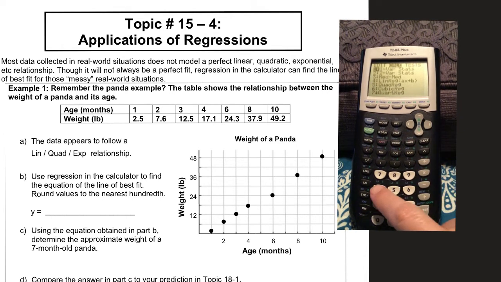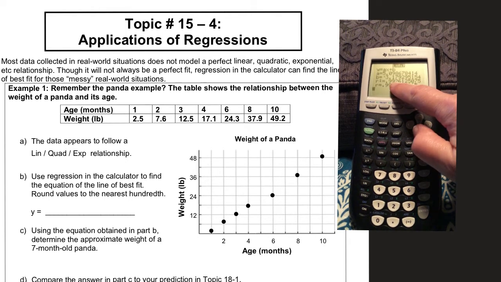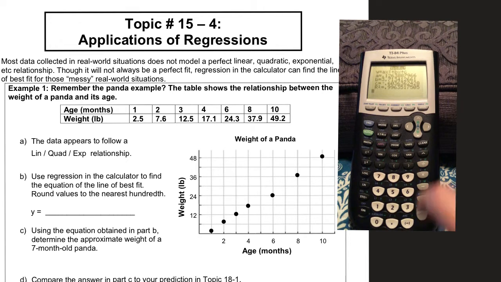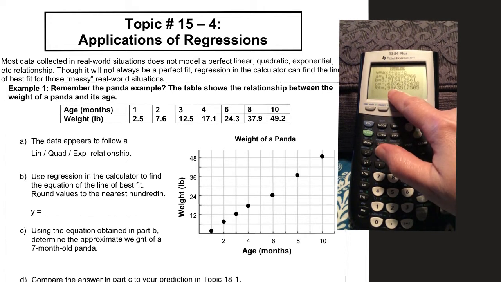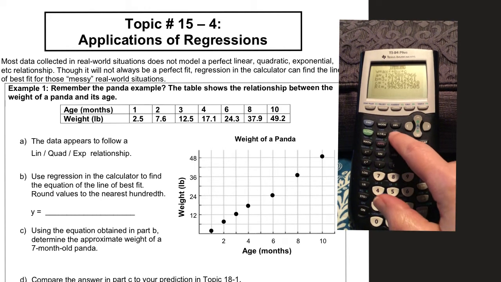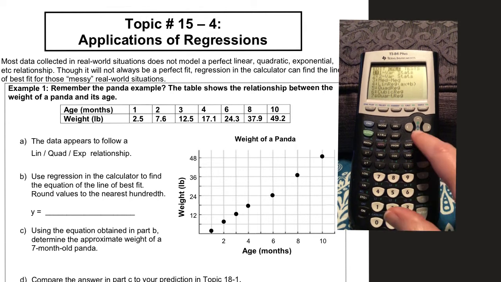Then let's calculate a linear regression, number 4. Press enter, enter, enter, and we're looking for an R value of 0.9926. Now let's look at the quadratic function, and we'll compare the R values to see which one is closer to the number 1. This one is 0.9963, so it is closer to 1. So that means it's going to be either quadratic or exponential.